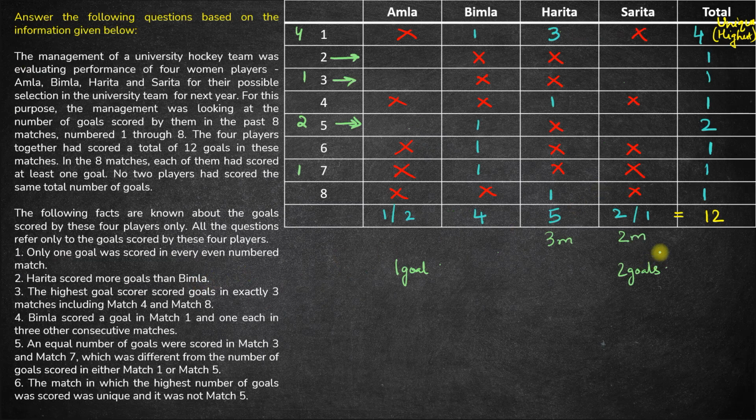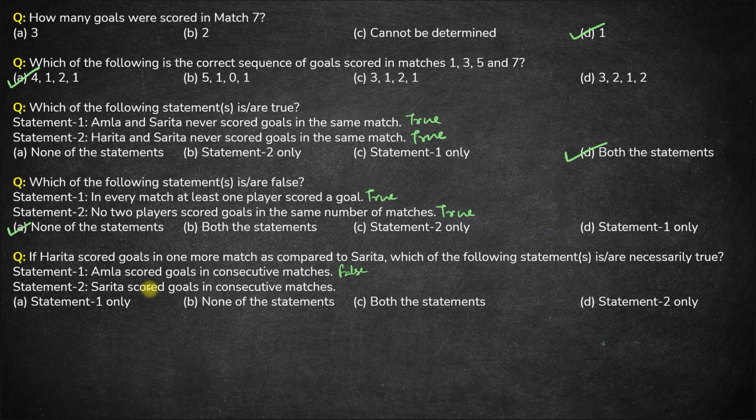Let's look at Sarita. Sarita scores 2 goals. Now, is it necessary that they have to be in consecutive matches? No. It's possible that Amla scores 1 goal in match 2, Sarita scores 1 goal in match 3 and match 5. This is possible. So Sarita scores 2 goals, but it is not necessary that she will score in consecutive matches. So this is not necessarily true. This may be true, may be false.